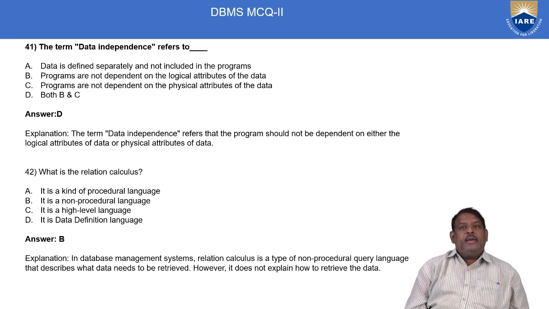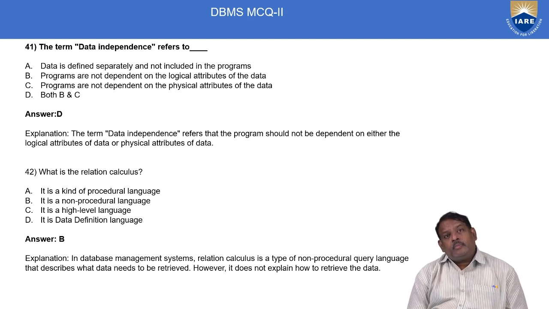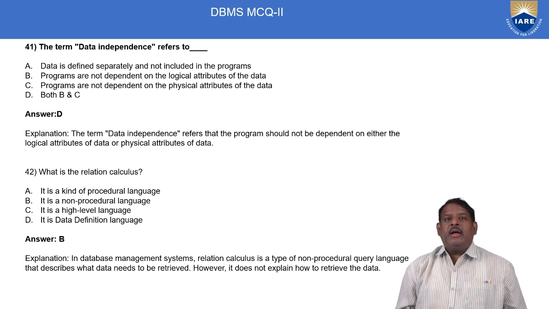The term data independence refers to data which is defined separately and not included in the program. Programs are not dependent on the logical attribute of data. Wrong. Programs are not dependent on the physical attribute of the system. It is both B and C. Both. The answer is B.